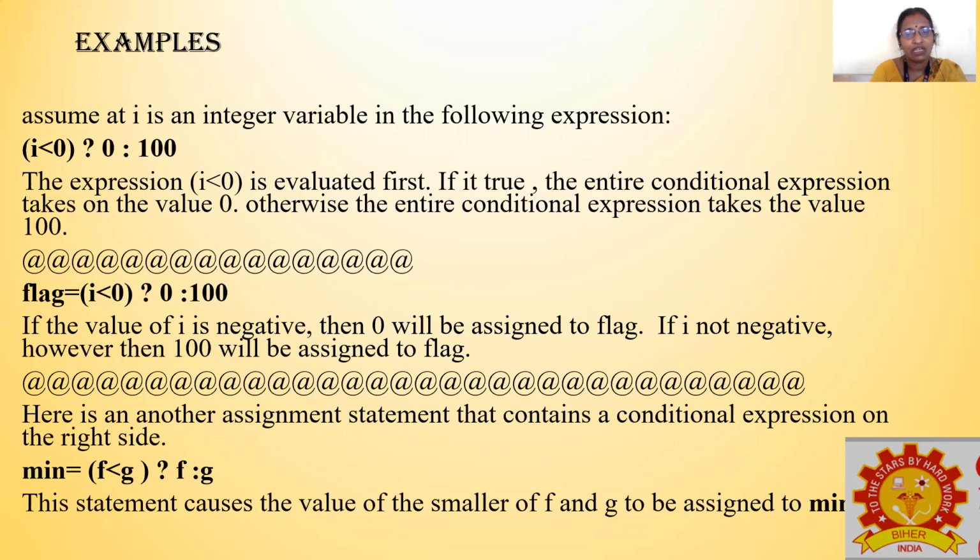Here is another assignment statement that contains a conditional expression on the right side. min = f < g ? f : g. First calculate f less than g. If it is true, then the value of f will become the value of the result min, or else the value of g will be assigned to min.